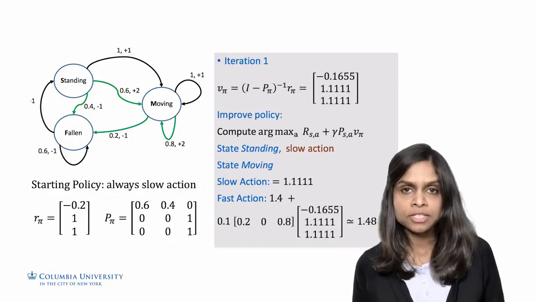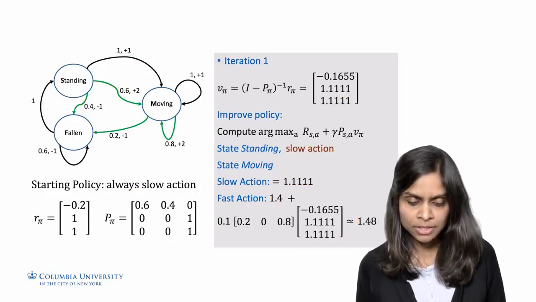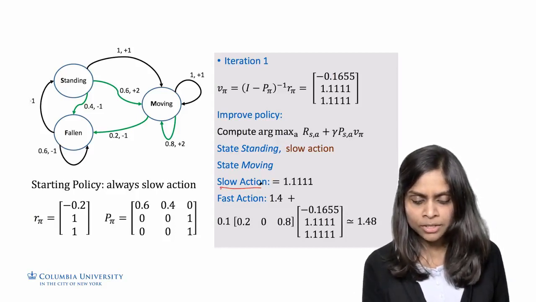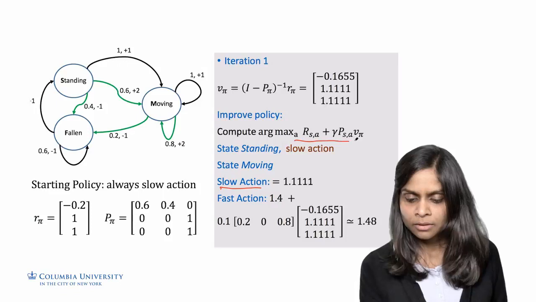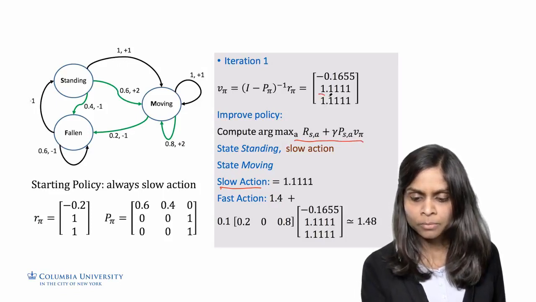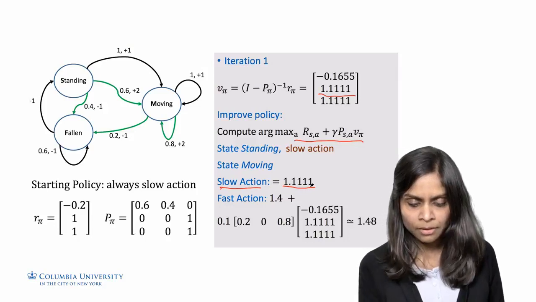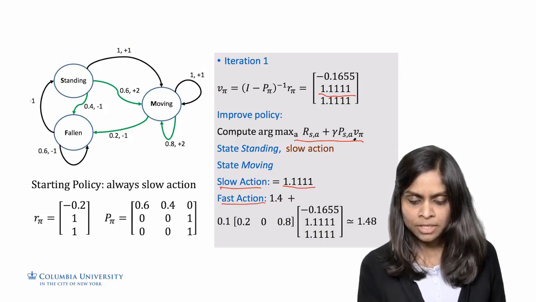Next, we try to see if there is a better action available for the moving state. There are two possible actions. We first evaluate the slow action. This expression for the slow action will come out to be the same as before because the current policy is using slow action. For fast action, we evaluate this expression.